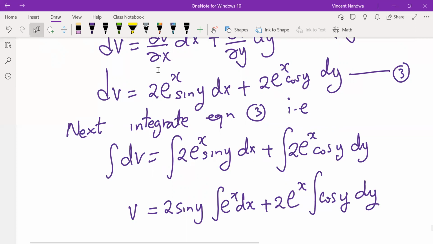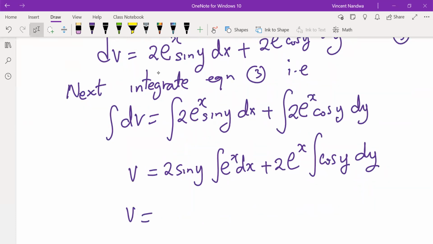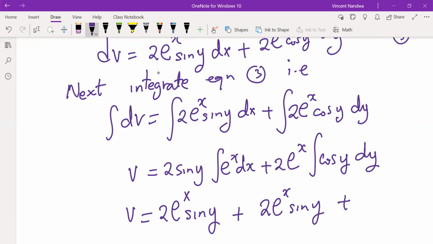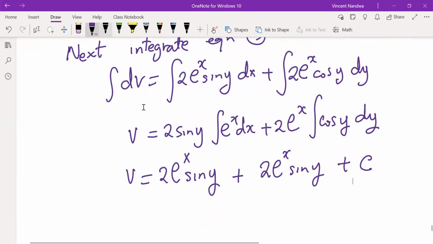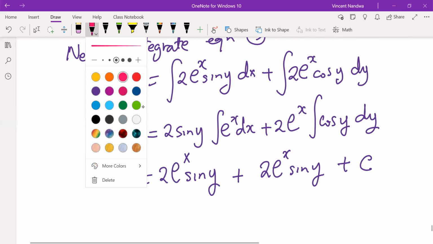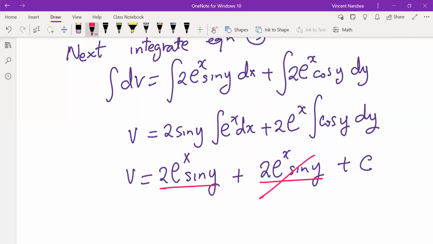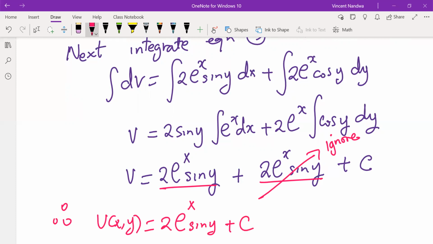So then, this means that v, this one will give me 2 e raised power x sine of y. Now, because this is e raised power x, plus integration of cos is sine, so this is 2 e raised power x sine of y, and then plus, say, c, constant of integration. But when you're doing this kind of problem, care should be taken at this stage. You see, these two integrals result in the same value. So usually we ignore one of these common terms and just pick one. So therefore, v of x, y is 2 e raised power x sine of y, then plus c.